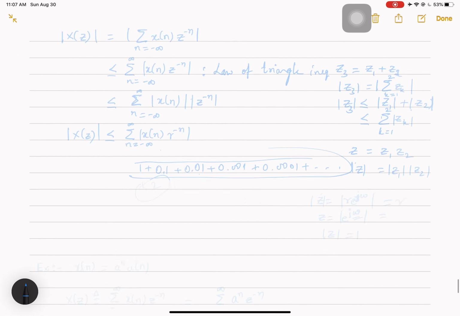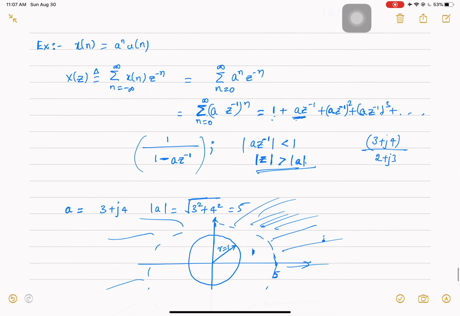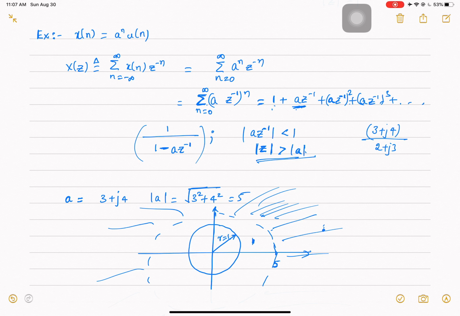So we saw this example, where when we solved this problem, in this particular step we saw that the Z transform is nothing but a power series expansion of the terms a power Z inverse. The first term is (aZ inverse) power 0, the next term is (aZ inverse) power 1, then power 2, and so on and so forth. We saw what happens when mod of aZ inverse is greater than 1: the power series expansion will go on diverging.